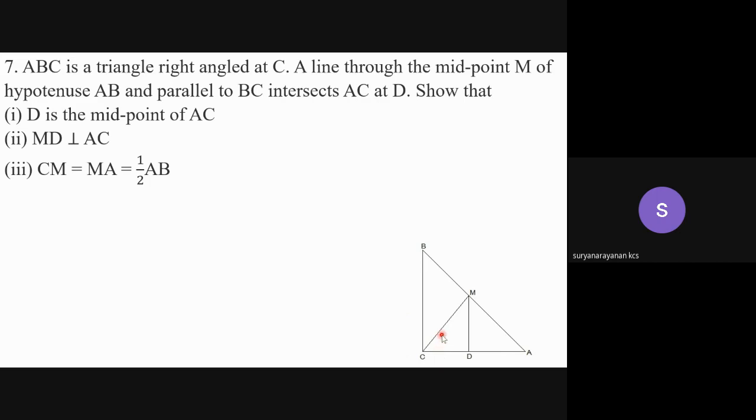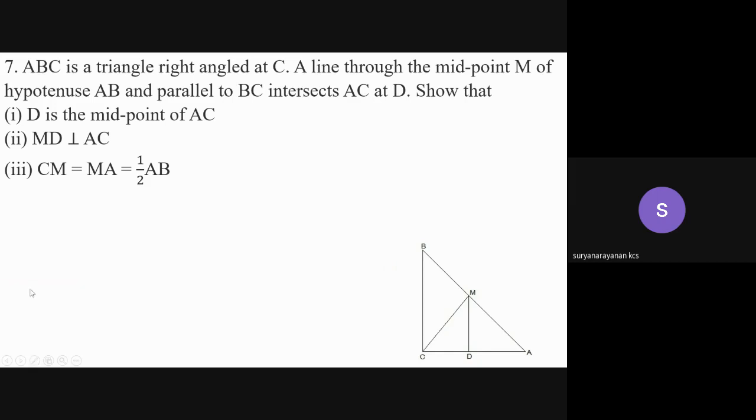Here M is the midpoint of AB, and MD is parallel to BC. And this line intersects AC at D. We have to show that D is the midpoint of AC. And MD is perpendicular to AC. And third part, CM is equal to MA is equal to half of AB. We have to prove all these three statements.